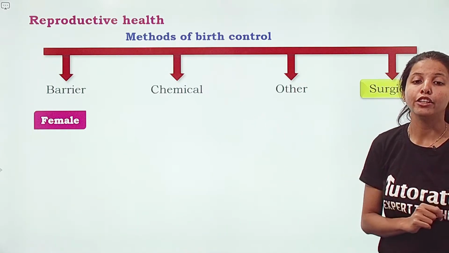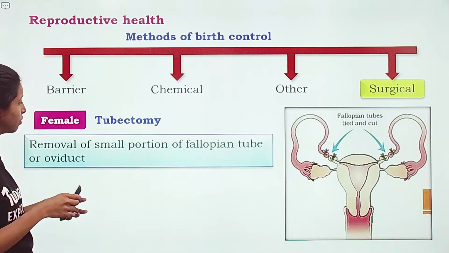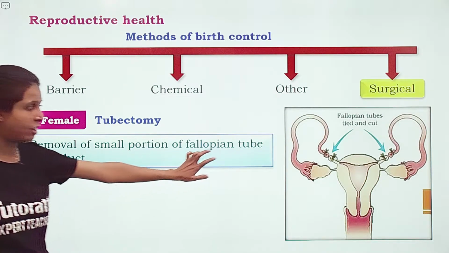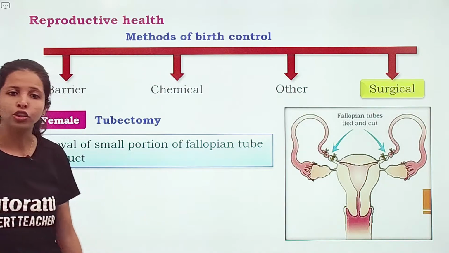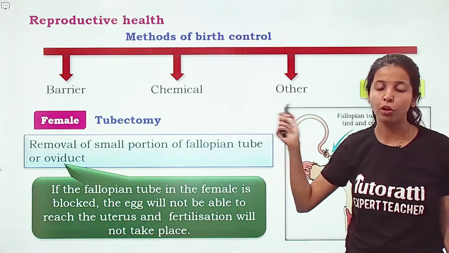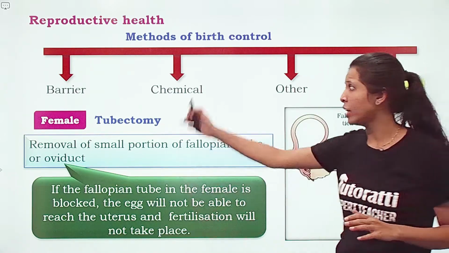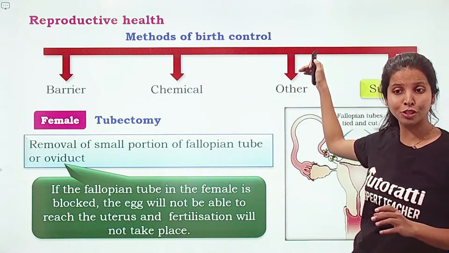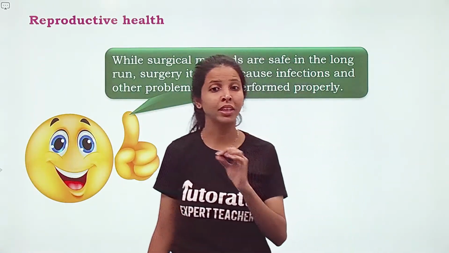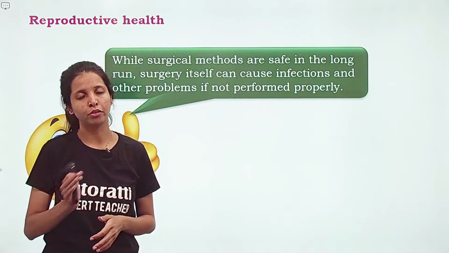In female kids, it is called as tubectomy. Fallopian tube? Yes. So tubectomy. What happens over here, kids? A small portion of fallopian tube or oviduct is removed. Again you can see removal of small portion of fallopian tube and oviduct. इससे क्या होगा kids? If fallopian tube in female is blocked, egg will not be able to reach the uterus and thus the fertilization will not take place. So you have barrier method, chemical method, others which is IUCD, and you have surgical. Kids, surgical में याद रखना है, while surgical methods are safe in the long run, they can also cause infection and other problems if they are not performed properly.